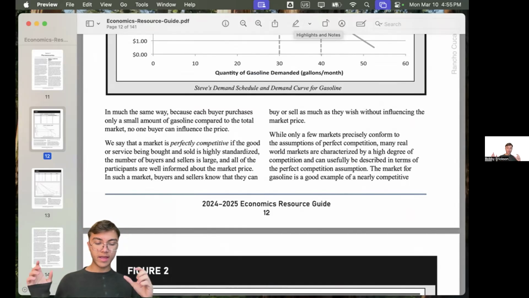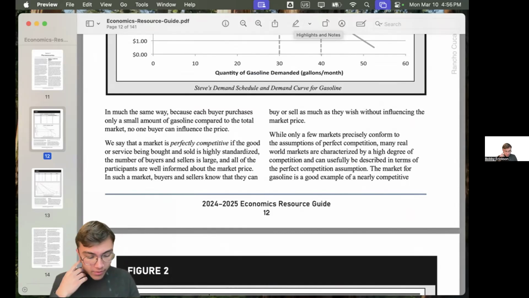So if there's a lot of buyers, each is only buying a little bit of gas compared to everyone who's buying gas. Think about the thousands upon thousands of people who are buying gas in our community at a time. Well, just one person buying gas isn't going to make much difference on the price.